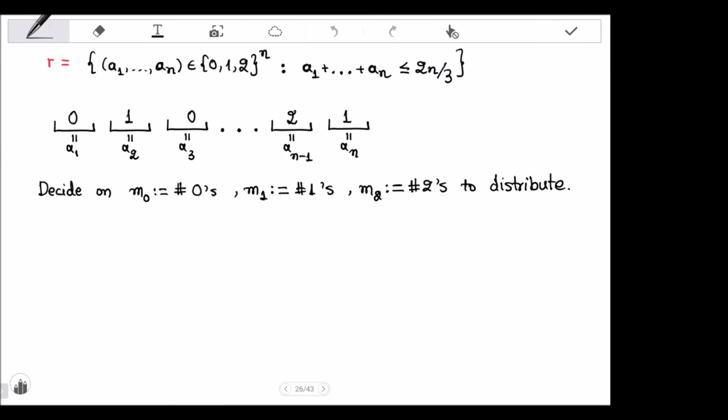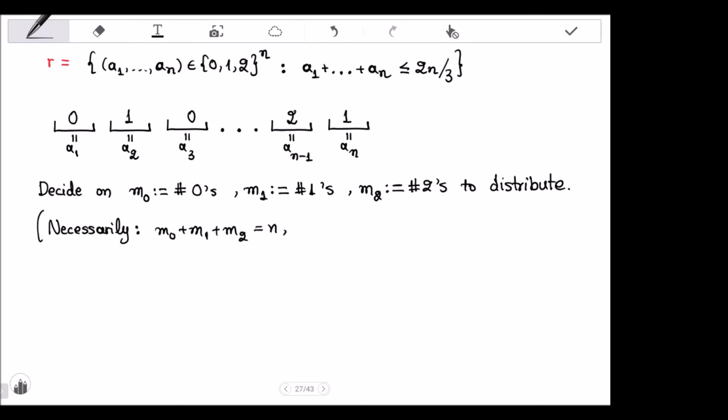These are M0, M1, and M2, quantities of zeros, ones, and twos. And of course, they should satisfy certain things. They should satisfy that the number of zeros, the number of ones, and the number of twos covers up these n positions. So M0 plus M1 plus M2 should be n.